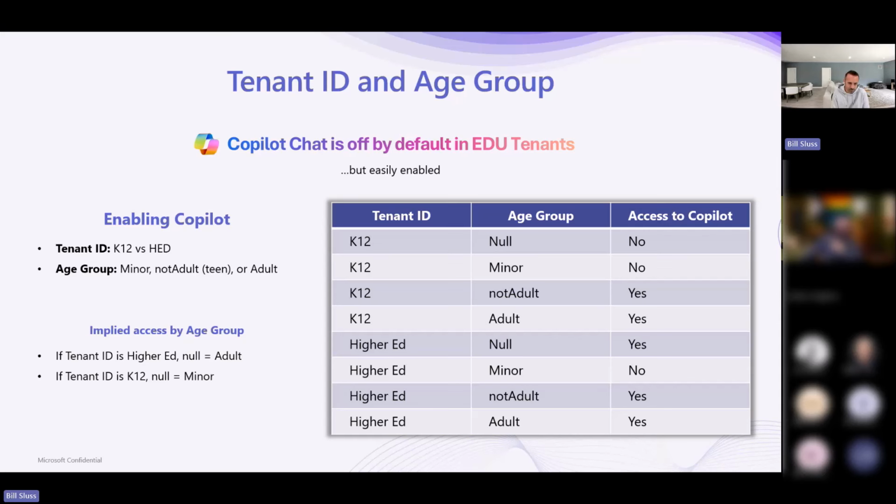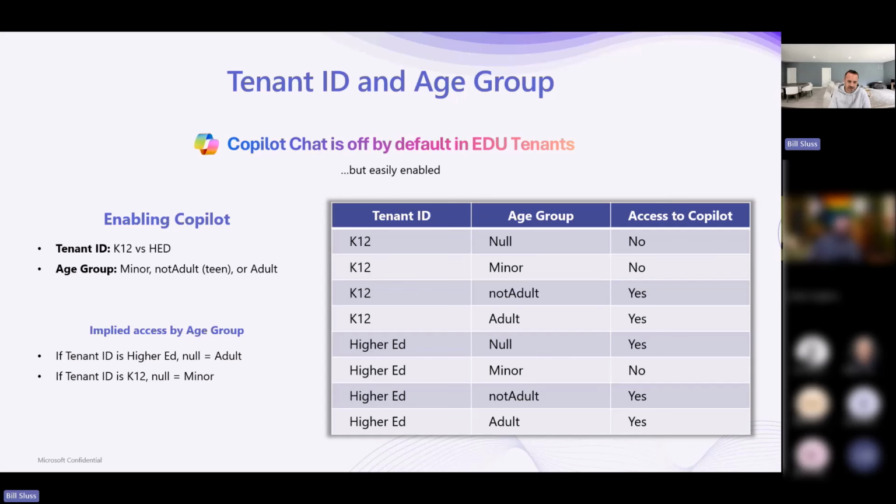However, in K-12, if you set your tenant identifier to K-12, and many of you will, you have to take the additional step to enable age group, because without enabling the age group attribute, the inference is going to be that all of your students are minors. So you have to set it in order to grant access to Copilot Chat, M365 Copilot, and all of the agents that go along with it. And so there you have to take that step, set the age group for all of your students.